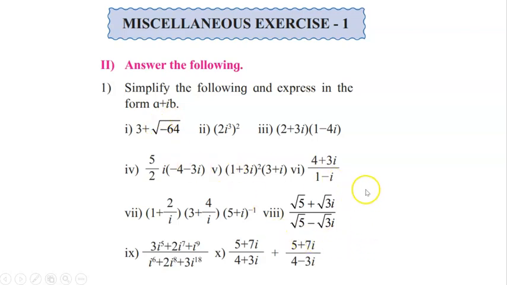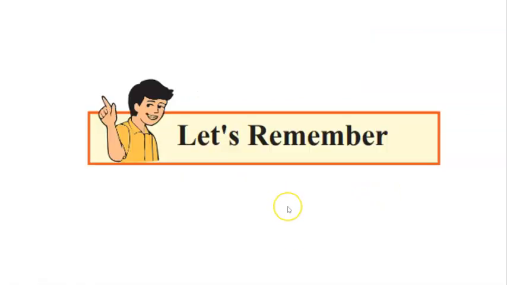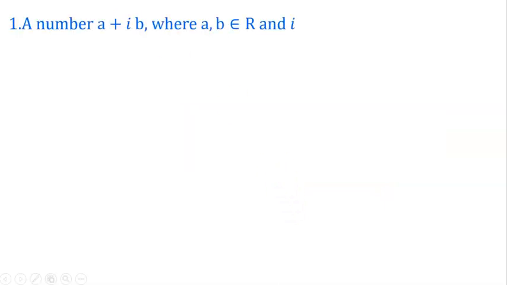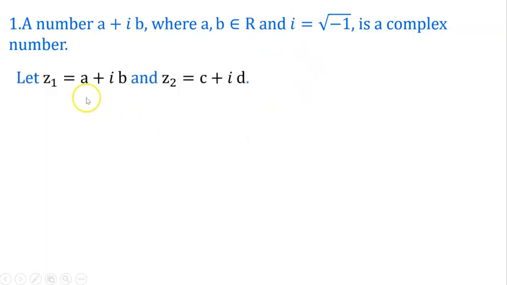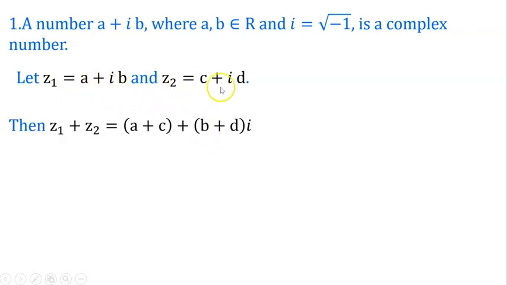I will explain all these examples in a very simple language. Now let us start. But before that, let's remember all these formulas. A number a plus ib, where a, b belong to the set of real numbers and i is equal to root of minus 1, is a complex number. Let Z1 is equal to a plus ib and Z2 is equal to c plus id. These are complex numbers.